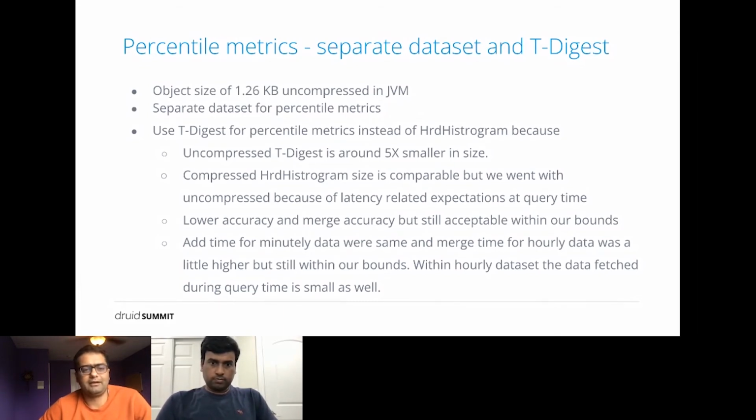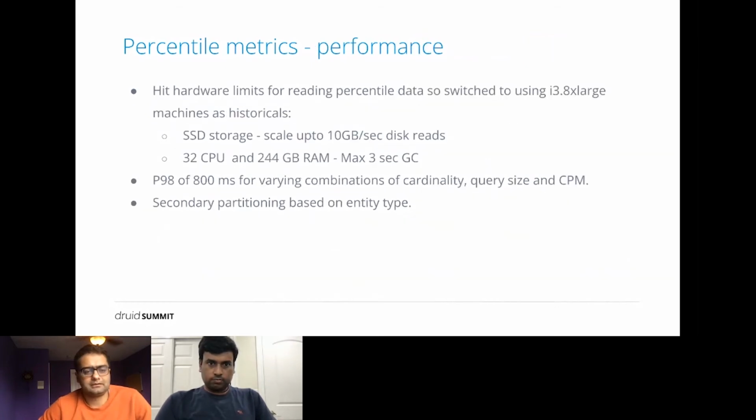We decided to go with TJS based on the requirements. Some numbers on performance. When we were doing perf tests, one thing we noticed was that we'd hit hardware limits for reading percentile data. So we switched to using i3.xlarge historicals because they had SSD storage, so we could scale up to 10 GB per second of disk throughput.